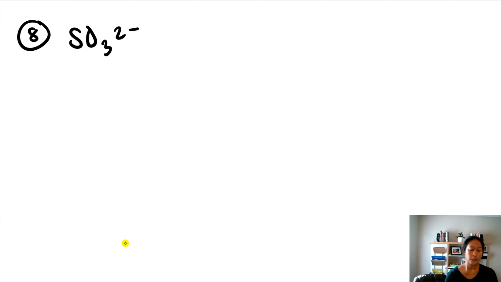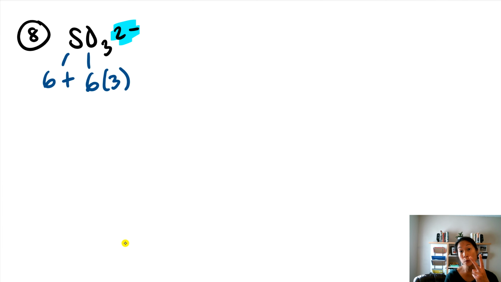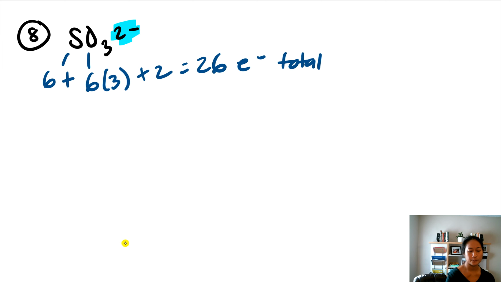All right, step 1, calculate the total number of valence electrons. 6 from the sulfur, 6 from each oxygen, but you got 3 of them. But then also remember that 2 minus means you have 2 extra electrons, so you want to add in 2 more electrons. So that gives you a total of 26 electrons. Just pay close attention to the charge of that ion, and you want to adjust the number of electrons accordingly.